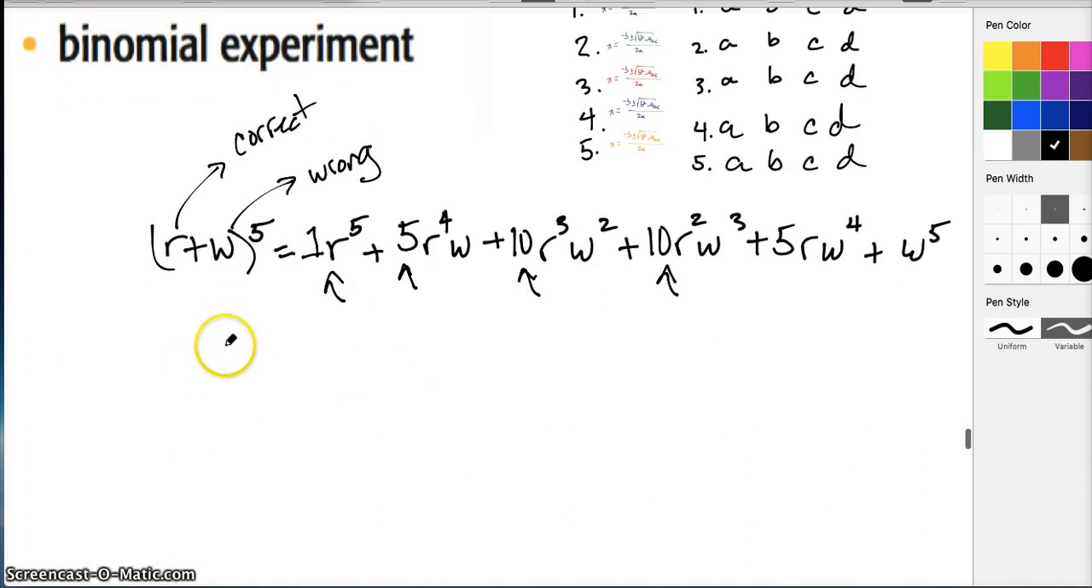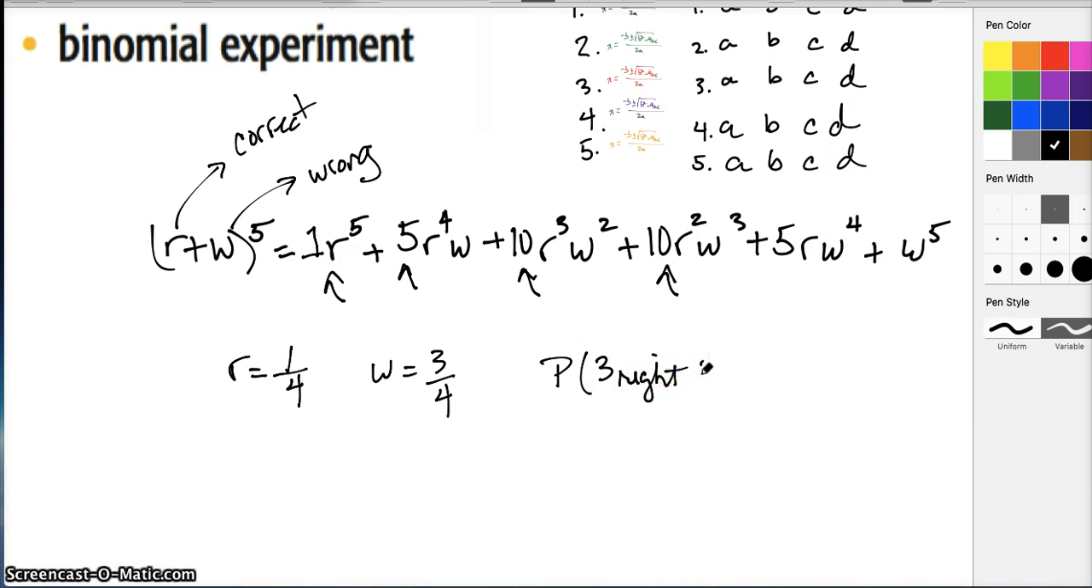Let's say the probability of guessing the right answer, just randomly guessing, would be 1 out of 4. And therefore the probability of getting the wrong answer would be 3 out of 4. I don't think anybody would argue with that. So if we were to figure out the probability of getting 3 right and therefore 2 wrong, we would go up to that particular term, 3 right and 2 wrong. Where is that? Right here.